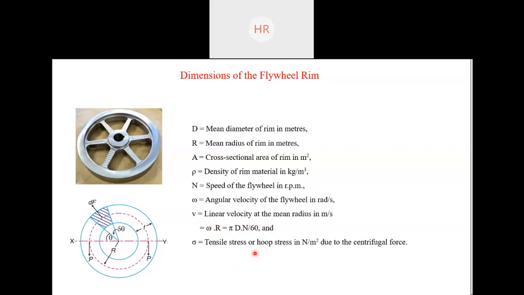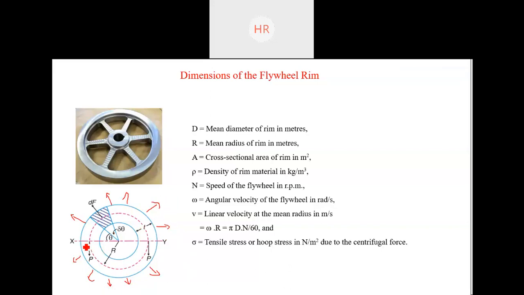Sigma is the tensile stress or hoop stress in Newton per meter square due to centrifugal force. Now, what is this hoop stress? Let's have a look at it first. This flywheel is rotating at higher RPM, so it will experience the centrifugal force in outward direction, like this.